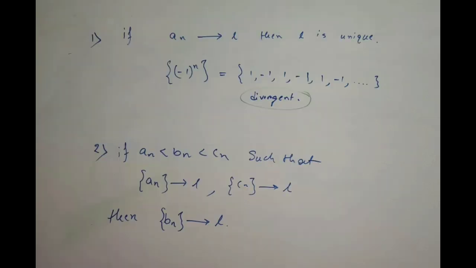So this is the simplification of the definition of convergence. This is a very important property: if an is converging to L, then L is unique. For example, in the sequence 1, minus 1, 1, minus 1, 1, minus 1, the sequence is converging to two points, 1 and minus 1, so this will be a divergent sequence. The second property is if an is less than bn less than cn, such that an converges to L and cn converges to L, then bn also converges to L.